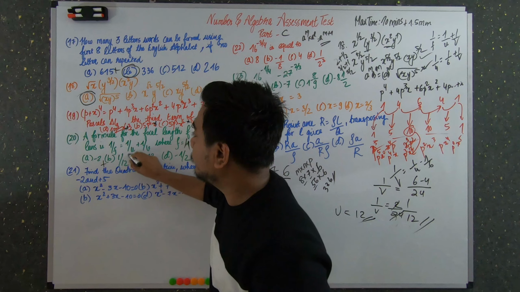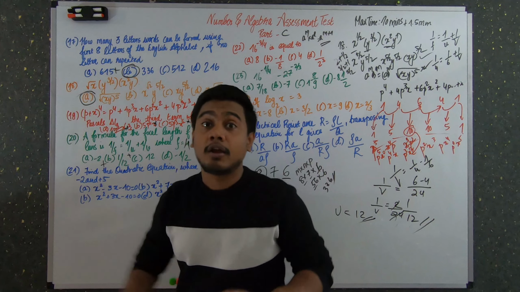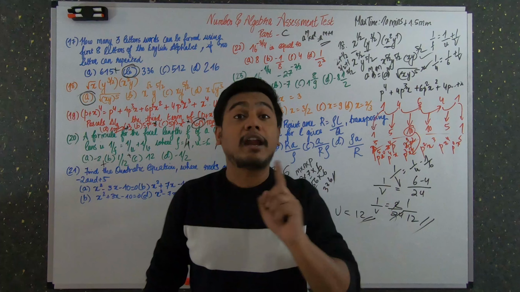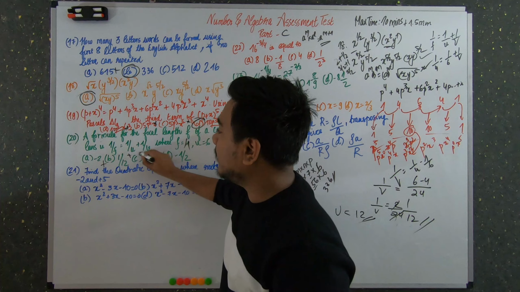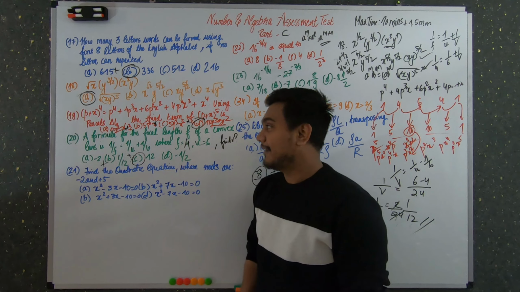So this is actually 1 by v, so don't get confused. That's why I said don't look at the options, first find your final answer, then check the options for your answer. So option C is the correct answer for problem number 20.